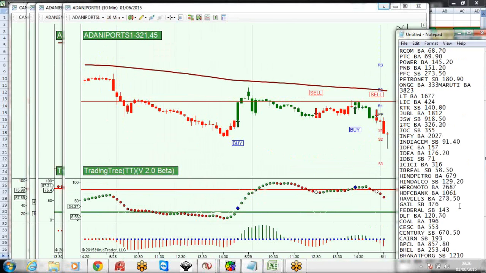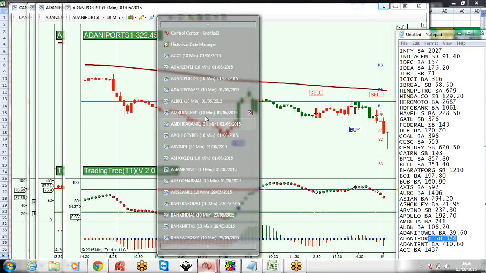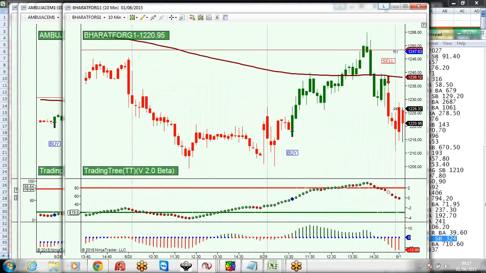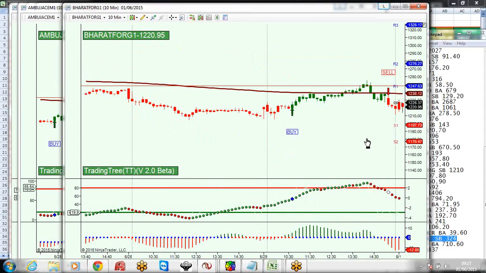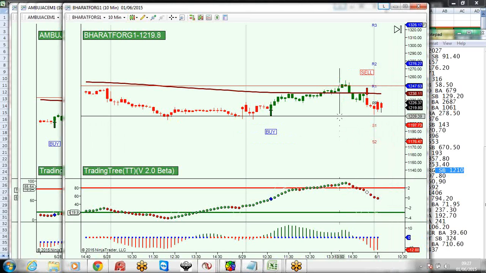So Adani Ports is at 321 now. That's roughly around 3,000 rupees in profit. So let's check some more calls. Bharat Forge, we had a short at 1210. 1210 is the entry, so below that. 1219 is the current price. So 1210 has not triggered.